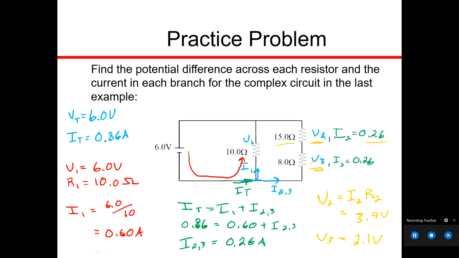Oh, and I think I'm forgetting one. We didn't calculate V1. We have I1. Oh no, V1 is 6. Sorry, we did calculate V1. And if you look, these two being in series, remember we said the voltage passing through this branch must be equal to the total voltage. Well, if we add 3.9 plus 2.1, it gives us our total voltage of 6. So we know that we do have the correct values here.